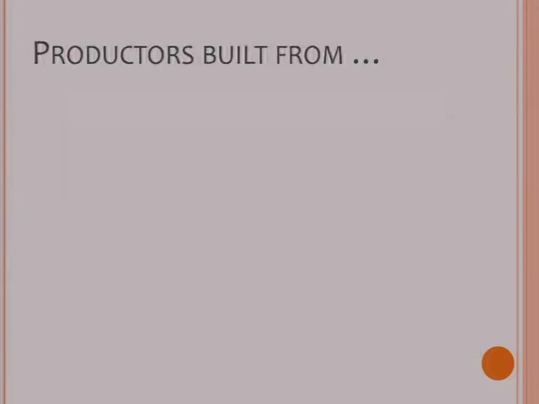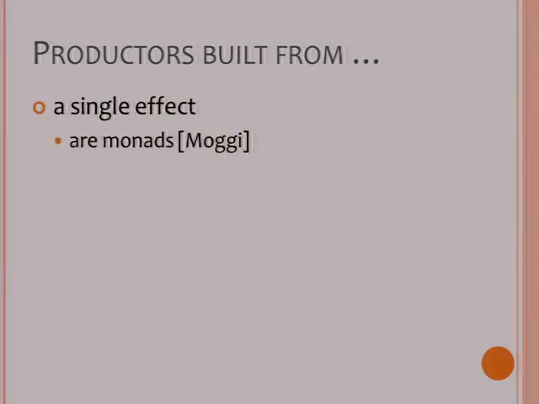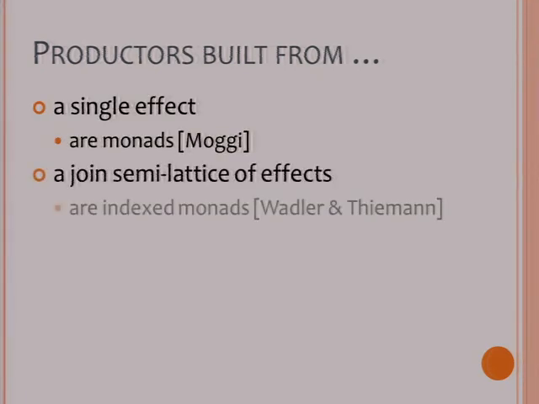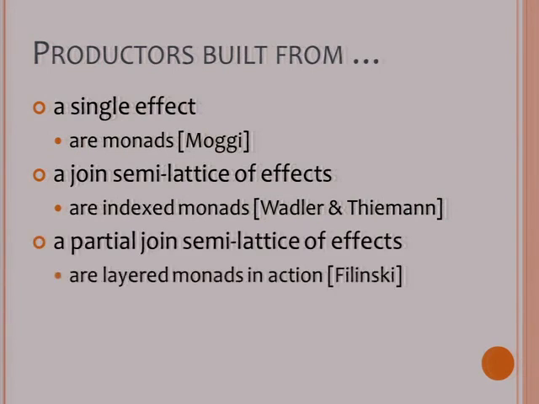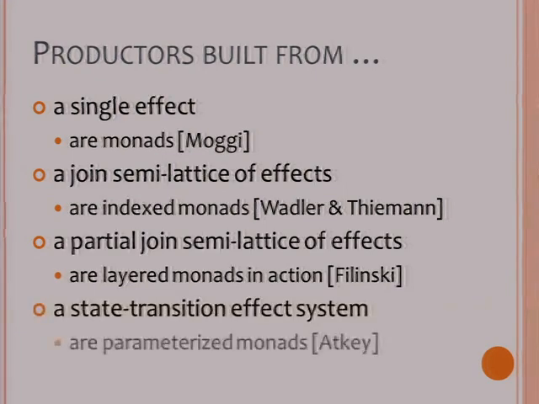Now, what's particularly interesting to consider is that we have all those other existing frameworks, which are various specializations of productors as a result of this. And they actually all are built from various properties of the effect system. So particularly, if you build a productor from a single effect, then you're going to get Moggi's monads. And if you build a productor from a joint semi-lattice effects, you're going to get Waller and Thiemann's index monads. And if you use a partial joint semi-lattice effects, then you're going to get Felinsky's layered monads in action. And if you're going to use an effect system for state transitions, then you get Atkey's parameterized monads.